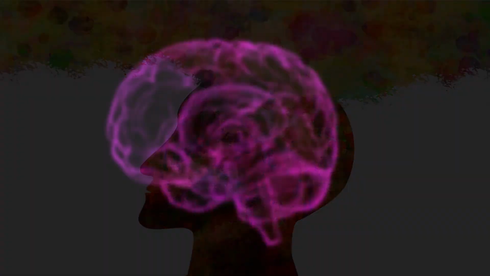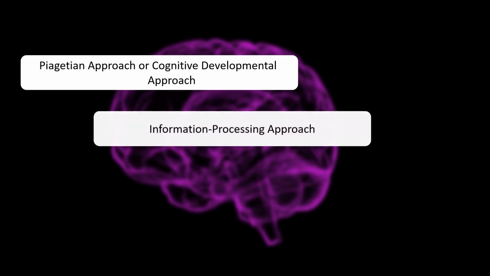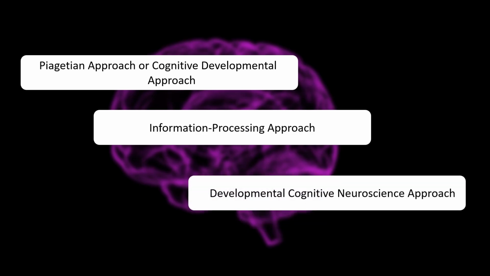When we think of this perspective, three approaches are involved in the cognitive developmental perspective. The first one, we can term the Piagetian approach or cognitive developmental approach. The second one is the information processing approach, and the third one is the developmental cognitive neuroscience approach. Let us discuss each approach in detail.